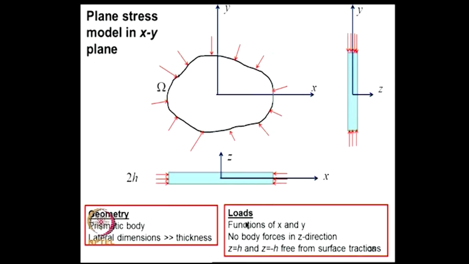How about loads? The loads are only in the xy plane, and there is no body force in the z direction. The loads can be surface tractions and body forces, but they are restricted to lie only in the xy plane. The surfaces z equal to h and z equal to minus h, where I have taken the thickness as 2h, are free from surface tractions. So, this top surface is free from surface tractions. For this class of problems we can make a simplification to the 3 dimensional elasticity problem, and that simplification is known as the plane stress approximation.